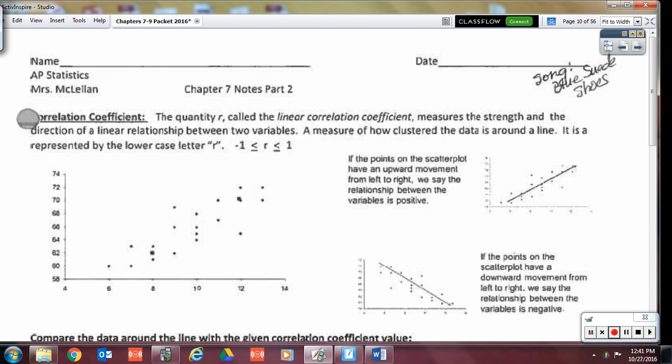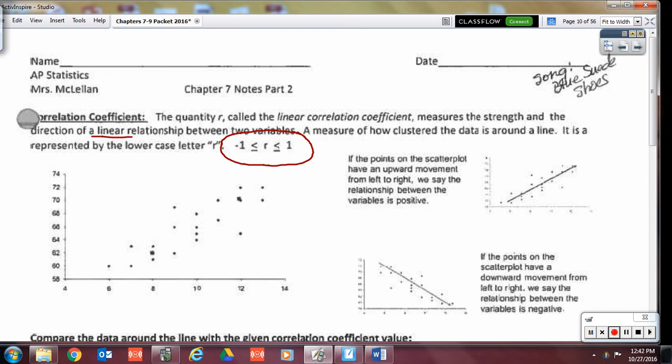So here we go. The correlation coefficient is represented by a lowercase letter r. And we already went through that in our calculator to have that show up. It measures the strength and the direction of a linear relationship. So we're talking about a linear relationship between two variables. It measures, in a sense, how clustered the data is around the line. It is a number, and the r values go from -1 up to +1.